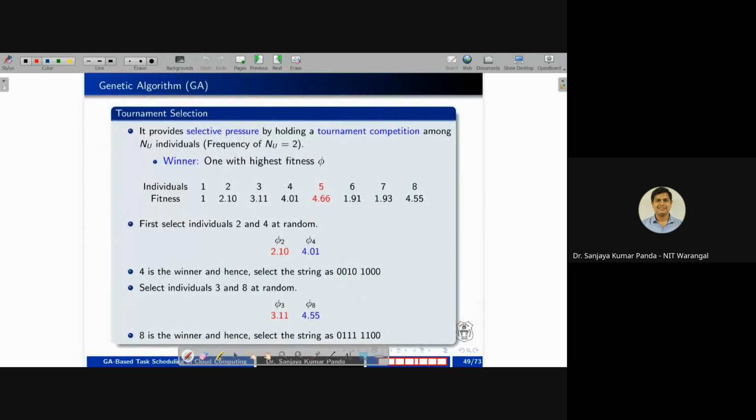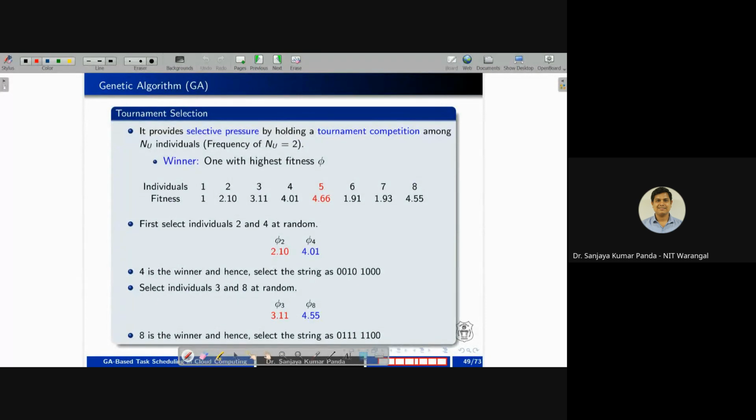Now, for example, if you go for tournament selection. Tournament selection is the same as playing a match between two different teams, right? Like we have cricket matches, football matches, hockey matches. So two different teams are playing, and one team is going to win, another team is going to lose. So tournament selection provides selective pressure by holding a tournament competition between two individuals. And the individual having the higher fitness value is better, because it is a maximization problem.